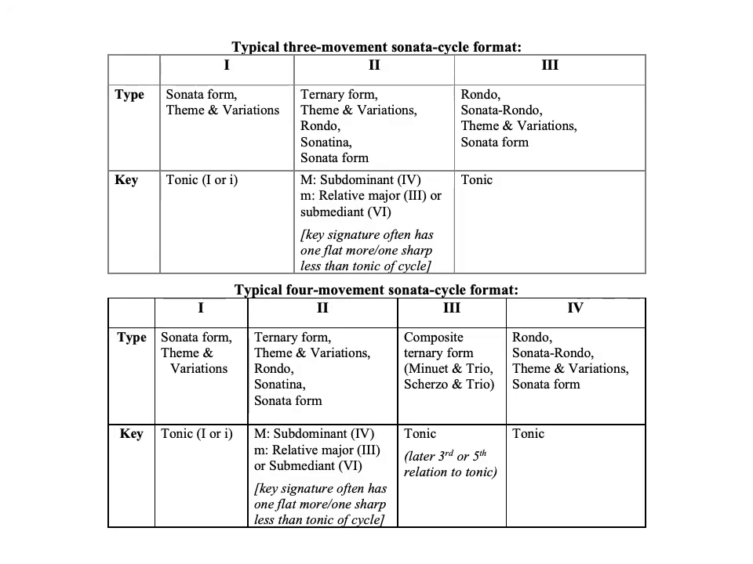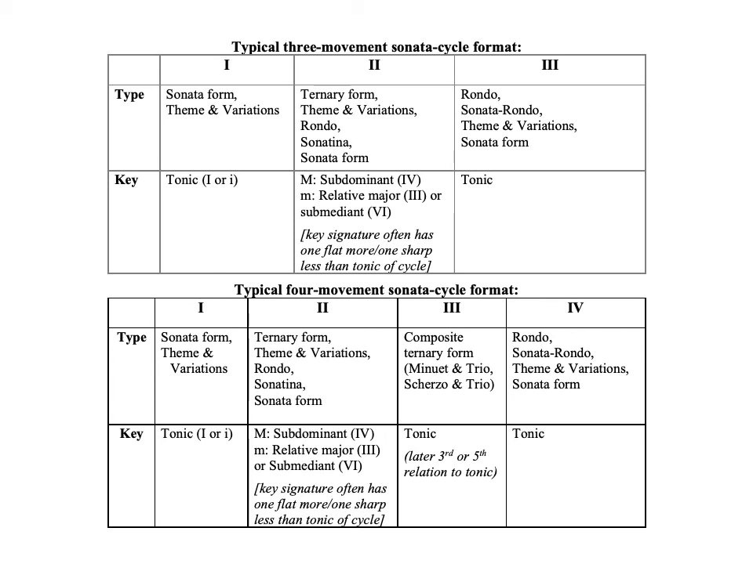And here's what a 4-movement sonata cycle might look like. Basically, what happens in a 4-movement sonata cycle is there's a third movement that's inserted between the second and fourth movements. And in the oldest sonata forms from the classical era, that third movement is often a minuet and a trio.